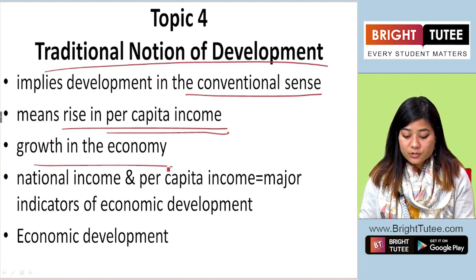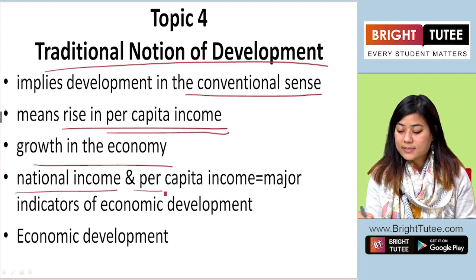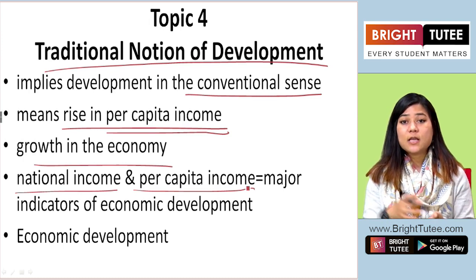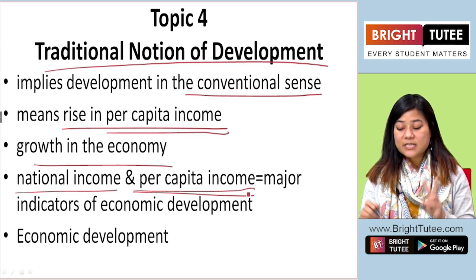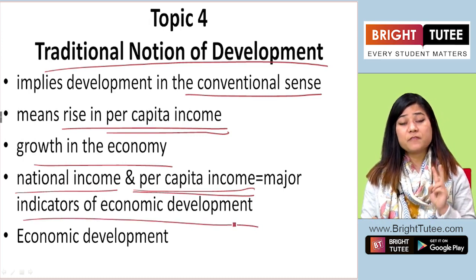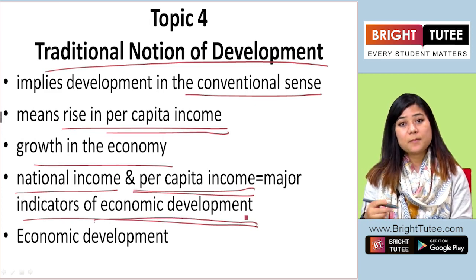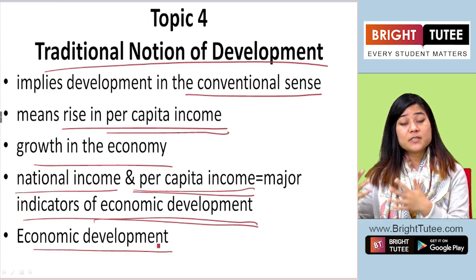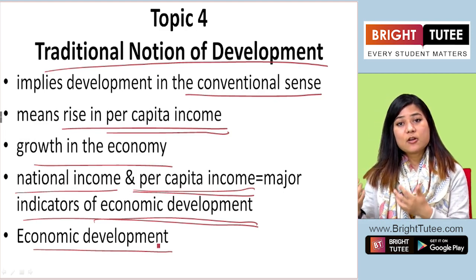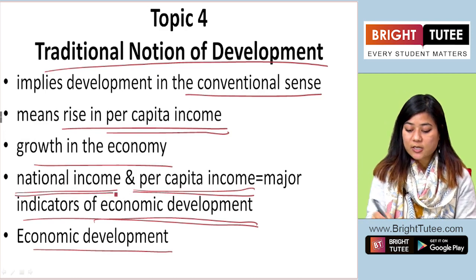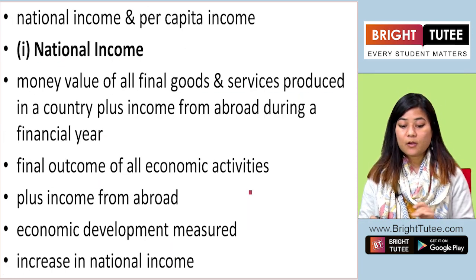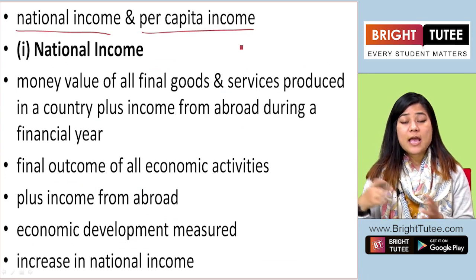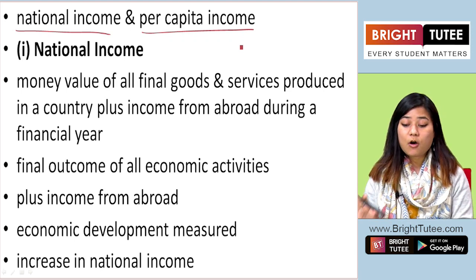The national income and the per capita income, we already learned about national income, right? The income of all the residents in a country. National income and per capita income become two major indicators, two major factors which determine the economic development of any country. The economic development that a country sees depends upon the national income and per capita income. These are the two important factors that determine the economy of a country and also influence its economic development.